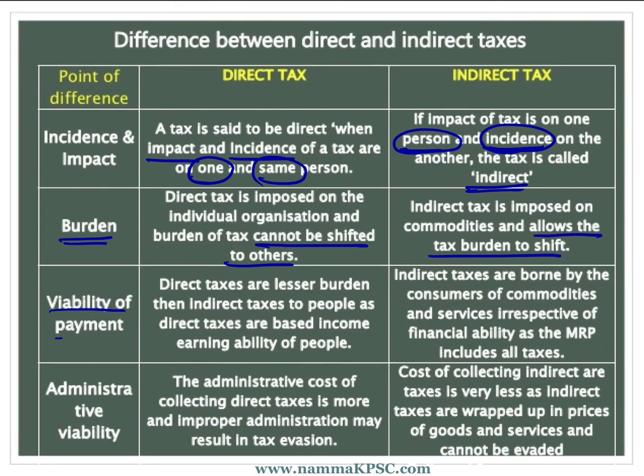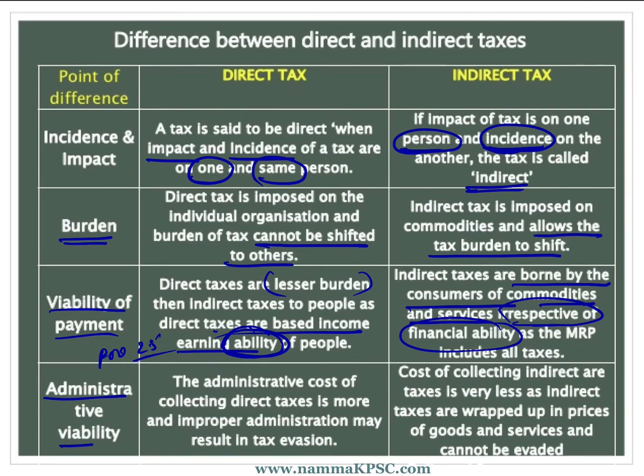Next, viability of payment. Direct tax is less burden on people who cannot pay tax. It is based on income earnings and the ability of people to pay. So if you can pay tax, you pay tax. If you are a poor person, you are earning less than 2.5 lakh, you don't have to pay tax. So it is based on the ability. Whereas indirect tax is not based on ability, it includes every individual. It is borne by the consumer of the commodity or services, irrespective of their financial ability.